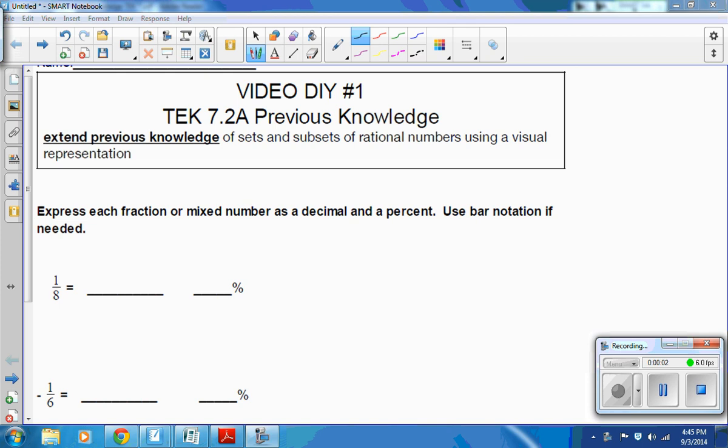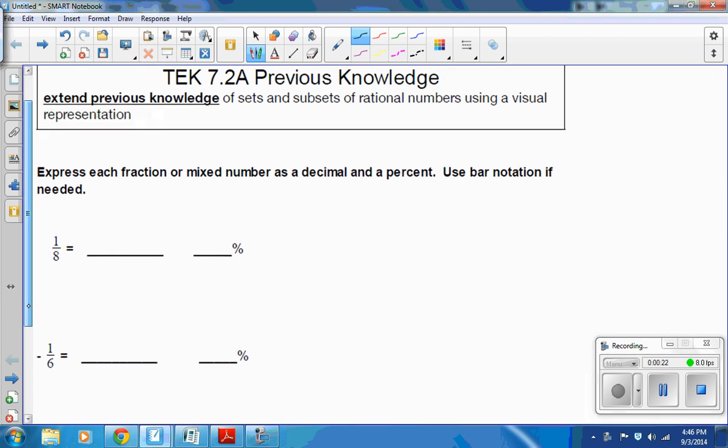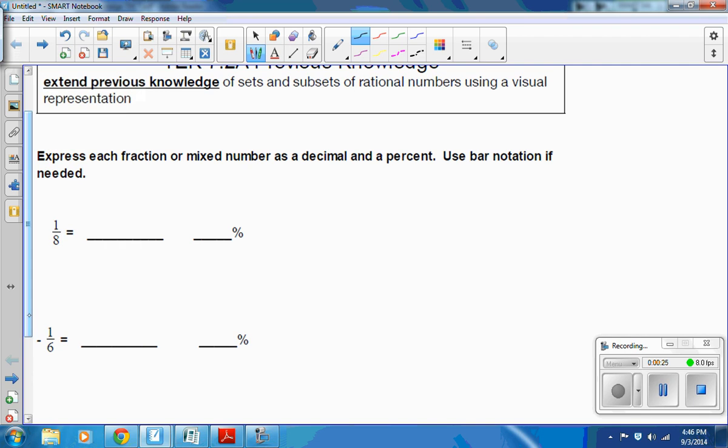Alright guys, this is your DIY video talking about TEK 7.2a, and we're going to focus on the previous knowledge because you need to be familiar with rational numbers. Fractions are rational numbers, but you also need to be familiar with converting a fraction to a decimal to a percent. So let's start off with 1/8 on this video and talk about how we can go from 1/8 to a decimal. Well, we do that by dividing.